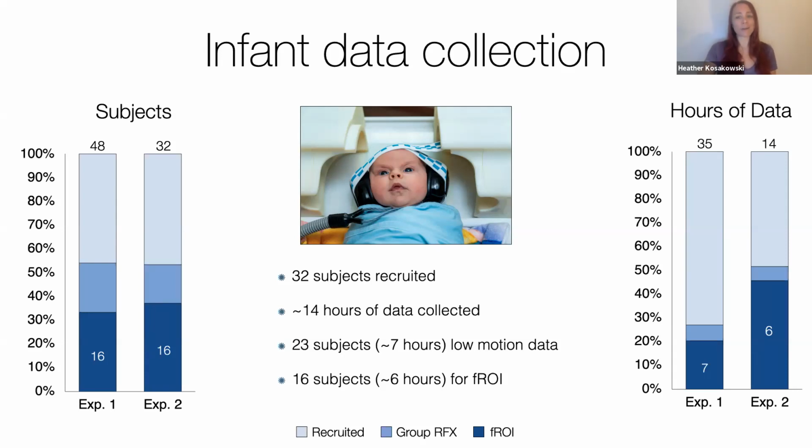For the ROI analysis, we still had 16 subjects with about 6 hours of data. This time, however, we retained about 45% of the data, whereas with the old coil, we only kept about 20%. So not only do we have better data from the new coil, but we also retain more of the data that we collected. The babies in this data set were also 3 to 9 months old.